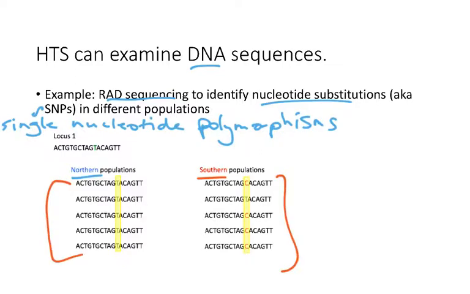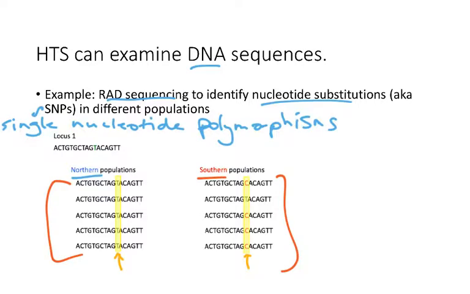So that's what's shown here. Each of these lines is a different individual. And we can do what we talked about before with Sanger sequencing, where we're identifying these nucleotide differences. So in this example, in the highlighted region here, all of the northern populations have a T nucleotide, whereas all except one of the southern population individuals have a different nucleotide, a C.